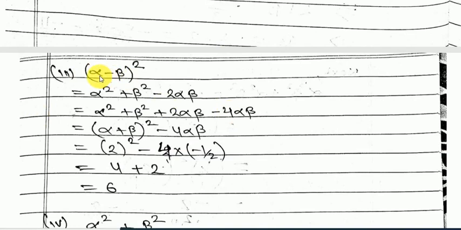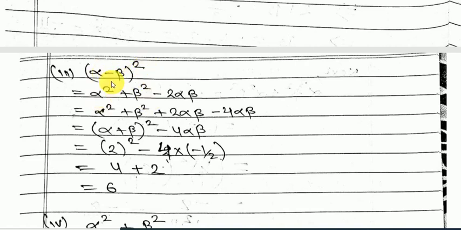Here it is alpha minus beta whole square. I know the value of alpha plus beta, I know the value of alpha into beta. If I am given a quadratic equation, then I can tell what would be the sum of the roots and what is going to be the product of the roots. I cannot say what will be their difference. So here alpha minus beta whole square we have to find.